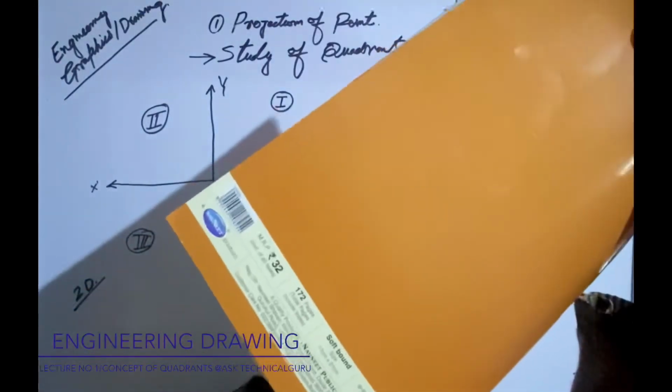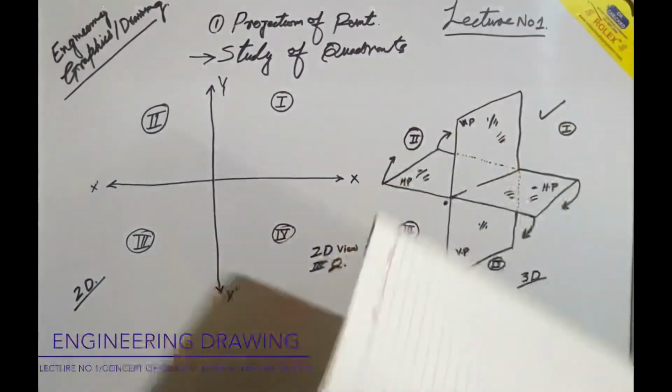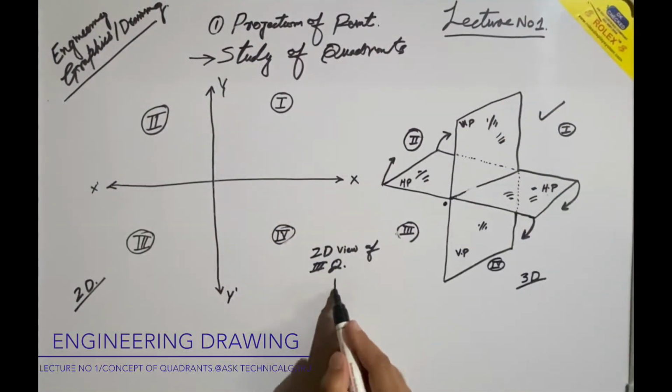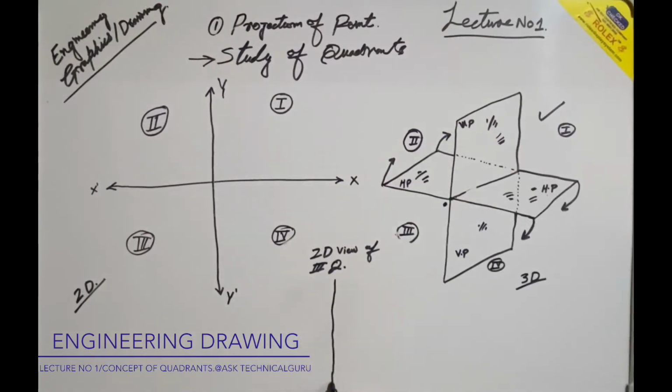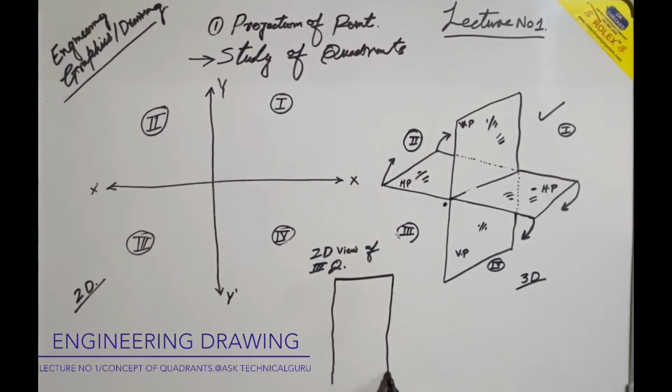We have to rotate this horizontal plane. It will be like this. So in 2D, the third quadrant will look like this. We will separate the two planes first of all by the XY line.